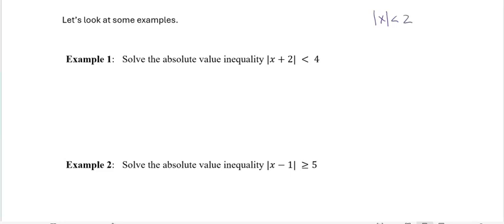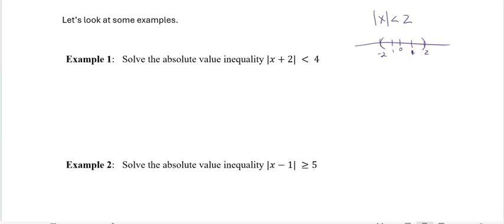Okay, so if the absolute value of x is less than 2, that means its distance from 0 is less than 2. If I looked at a number line, that means I could be as far as 2 away, or I could be back here, right? Anything in this, there's 1, there's 2. Any number in here is a solution to this inequality, okay?